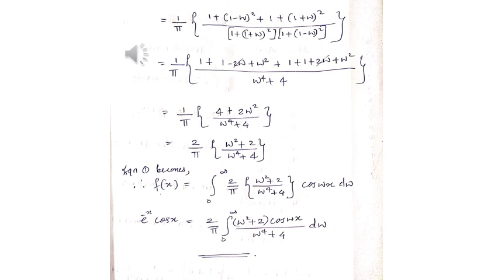e raised to minus x cos x is equal to 2 by pi integral 0 to infinity (omega square plus 2) into cos omega x divided by (omega raised to 4 plus 4) d omega. Hence we have evaluated.